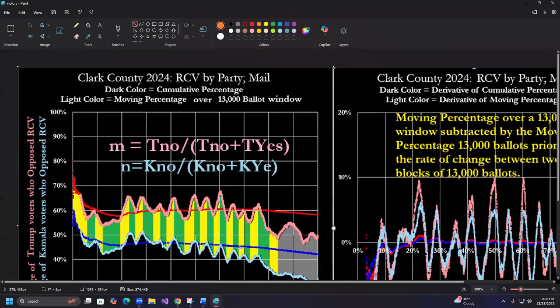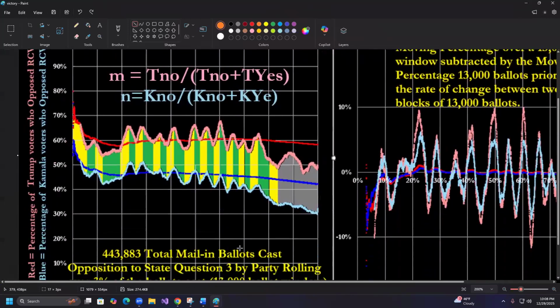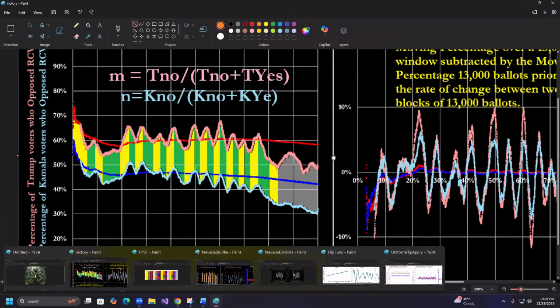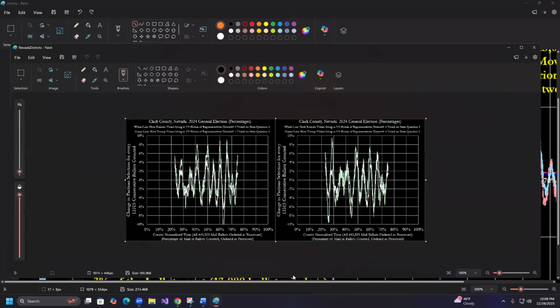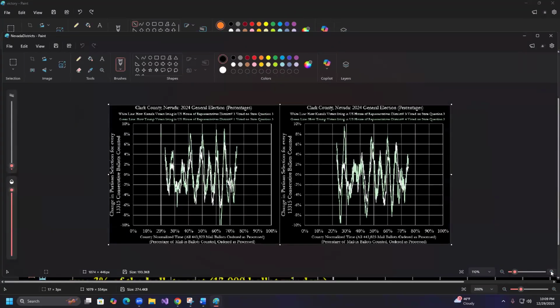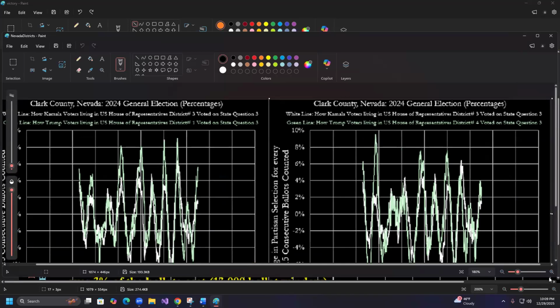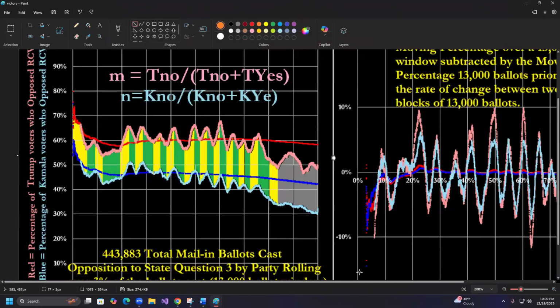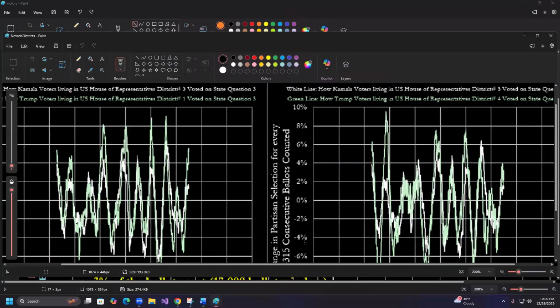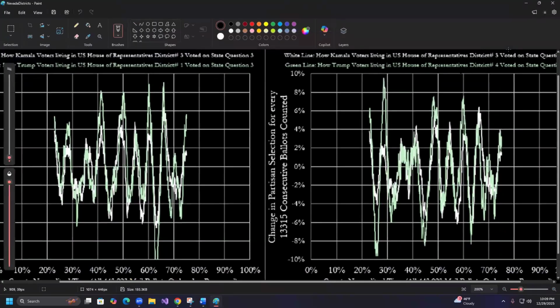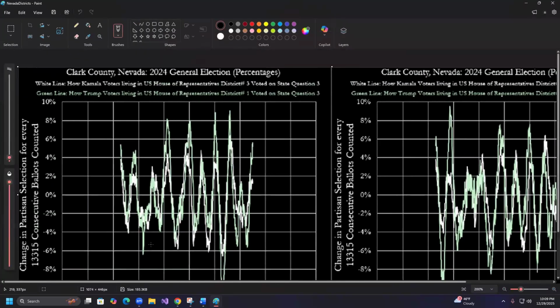So for anybody that thinks, oh, well, maybe this is a demographic or some weird thing, what I'm going to show you is the exact same graph for congressional districts. The green line, if I can get that picture to stand still, is how Trump voters oppose it in the rate of change in congressional district 1, and the white line is how Kamala voters oppose it in congressional district 3.